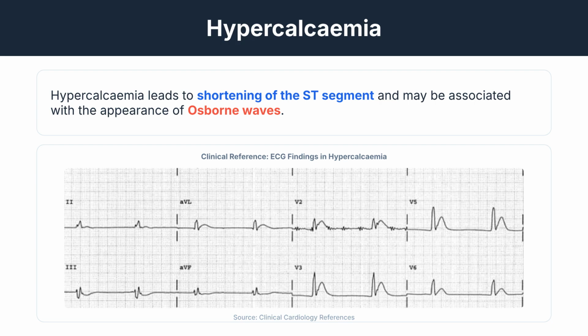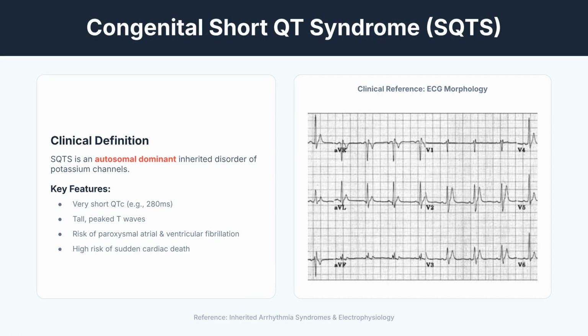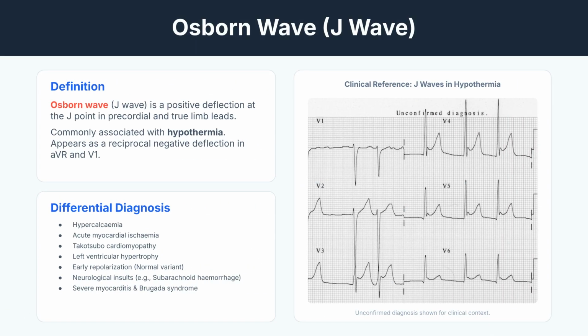This electrolyte abnormality may also be associated with the appearance of Osborn waves. Congenital short QT syndrome, or SQTS, is an autosomal dominant inherited disorder of potassium channels. Key ECG features include a very short QTc, often below 300 milliseconds, and tall, peaked T waves. The Osborn wave, or J wave, is a positive deflection at the J point, often seen in hypothermia. Other potential causes include hypercalcemia, myocardial ischemia, and various neurological or cardiac conditions.